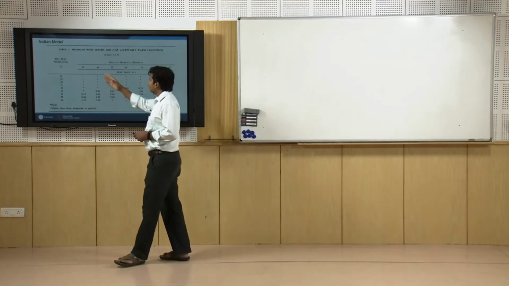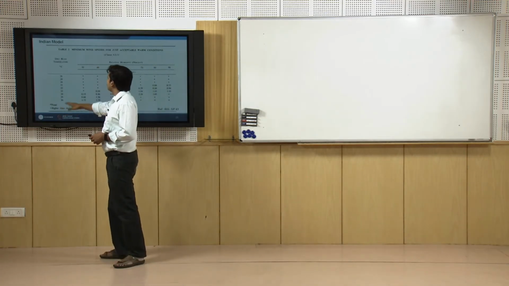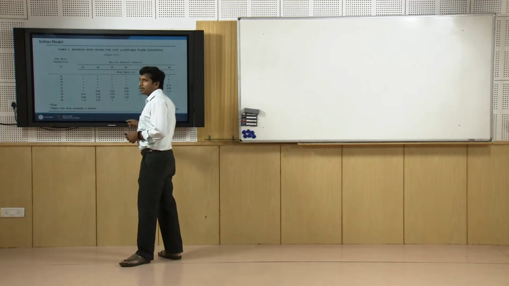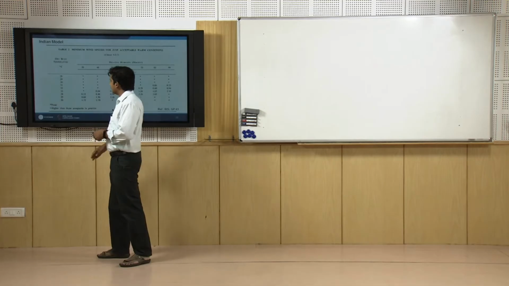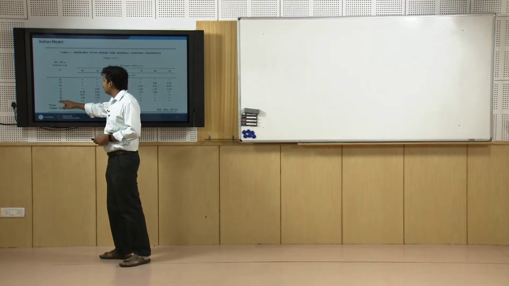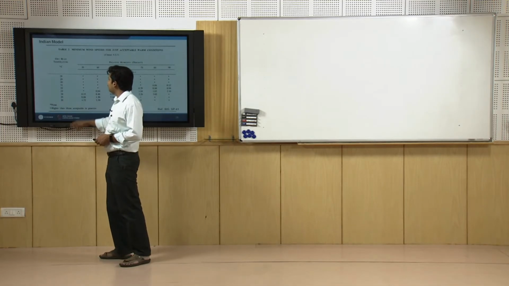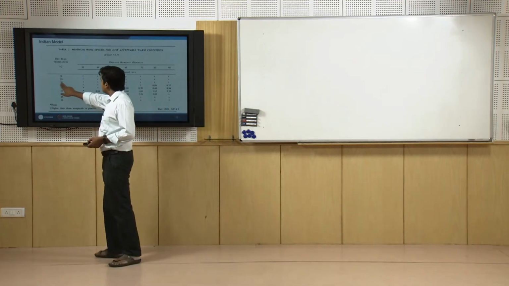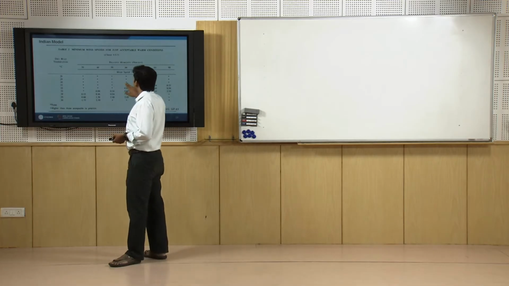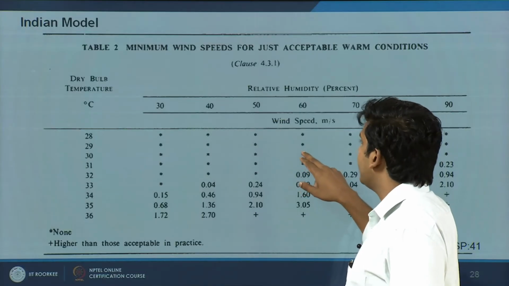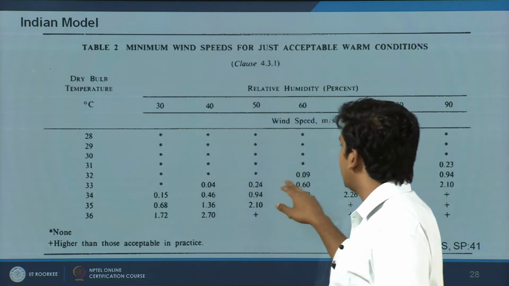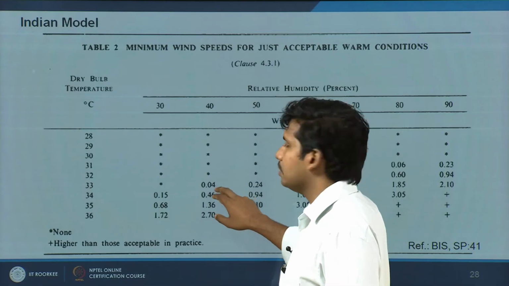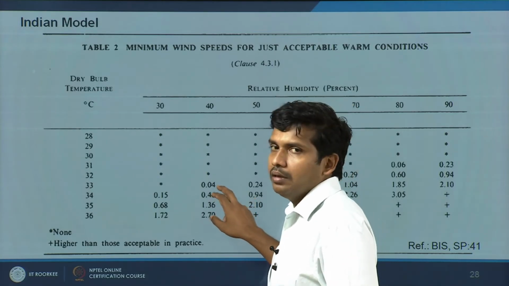In the similar table, you will find dry bulb along this column and relative humidity along this row, but the numbers change considerably and the extent also increases. The earlier table went up to 35 degrees; here we have another degree added. This is the acceptably warm condition. At 30 degrees and 60% relative humidity, they say it is acceptable and does not need any air velocity. Even at 33 degrees and 40% relative humidity, without much air movement you can still be comfortably warm.